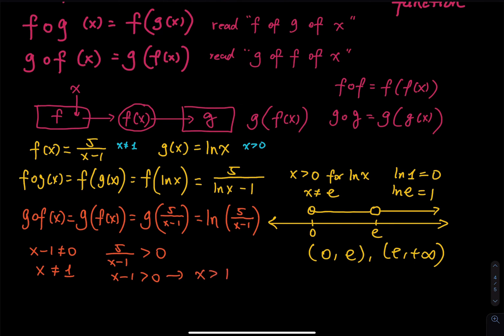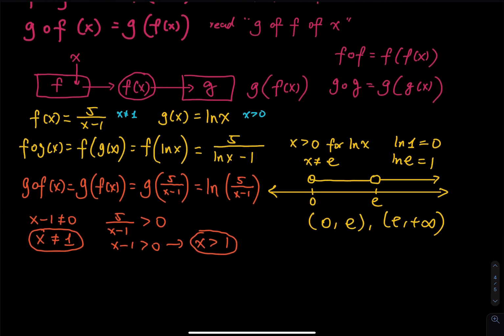So we have to include x not equal to 1 and x greater than 1. Okay, and then the domain is, we draw a line, 1 not equal to 1 and greater than 1. So that's it. That will be 1 to positive infinity. So that is g of f.